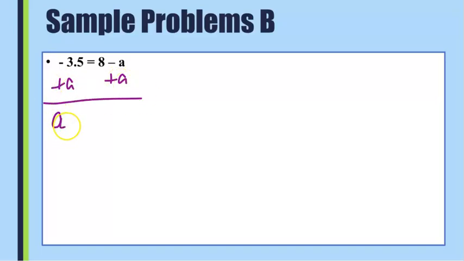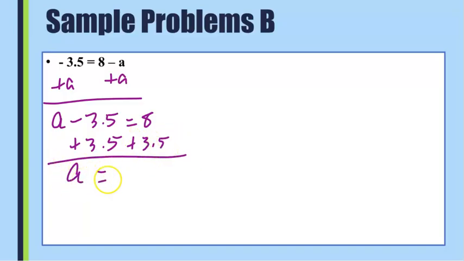And our last one, to get a by itself, I'm going to add a to both sides. So now I have a minus 3.5 equaling 8. Then I'm going to add 3.5 to both sides. And I'm left with a equaling 11.5. So that is our lesson on one-step addition and subtraction equations.